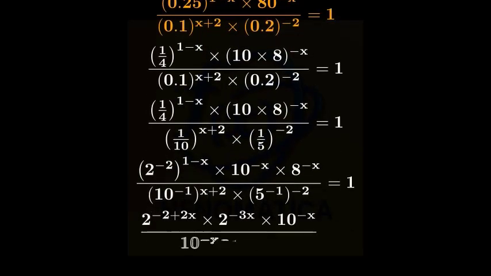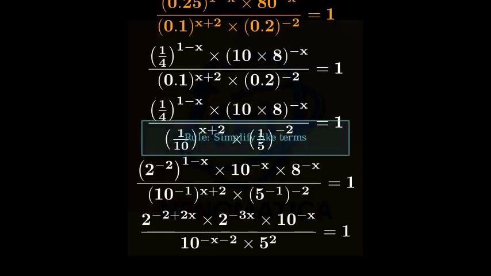Using the rule that (a^m)^n equals a^(m×n), the term (2^-2)^(1-x) becomes 2 to the power of negative 2 times (1 minus x), which equals 2 to the power of negative 2 plus 2x. 8^-x becomes (2^3)^-x, which equals 2 to the power of 3 times negative x, or 2 to the power of negative 3x.